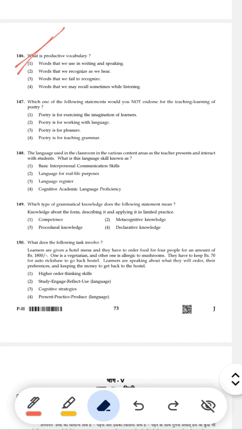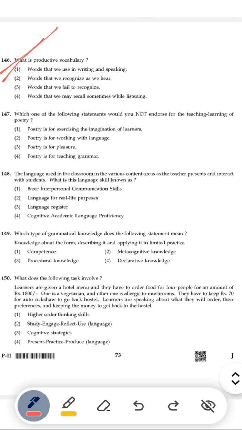Moving on to question number 147. Which one of the following statement would you not endorse for the teaching learning process? Option 1, poetry is for exercising the imagination of learners. Yes, absolutely. To increase the imagination power of students, poetry is being taught, definitely.